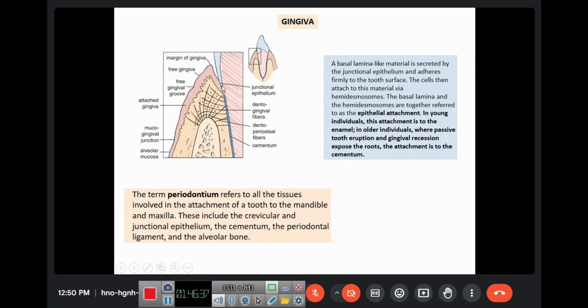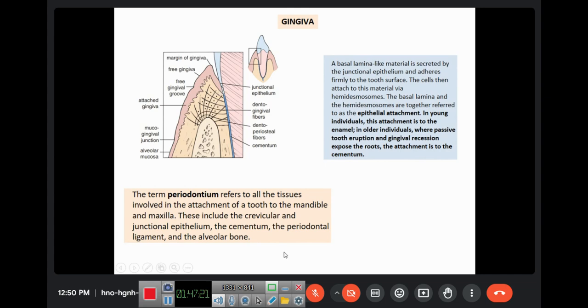The chemical structure resembling basal lamina is secreted with the cells of junctional epithelium and covers the enamel or the cementum of the tooth. And the cells of the junctional epithelium can attach to this material with the help of hemidesmosomes. Hemidesmosomes are the junctions which help to attach the cell to the underlying extracellular matrix. So the basal lamina and hemidesmosomes together are referred to as the epithelial attachment.